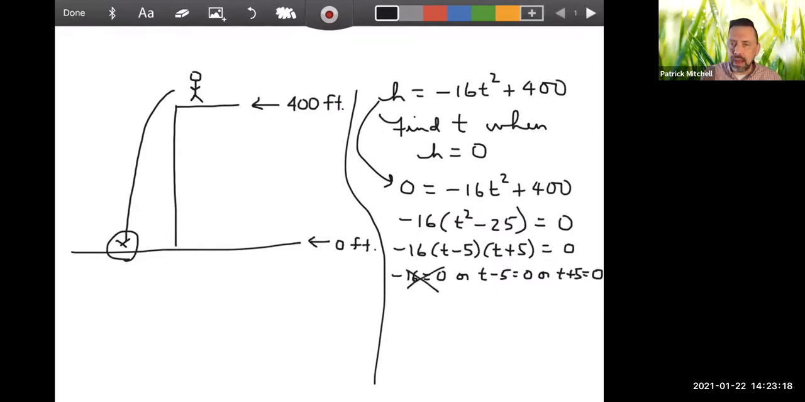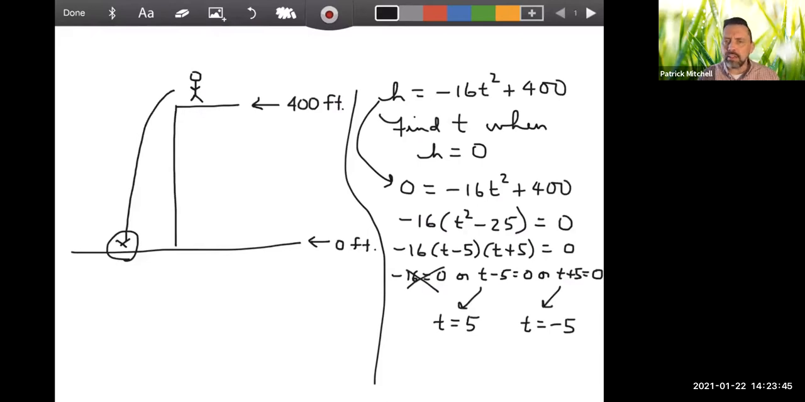Of course, if t minus 5 is 0, that means that t equals 5. And if t plus 5 is 0, that means that t equals negative 5. All right, so now what was the question again? The question was, when will the compass hit the ground? After how many seconds? Well, I don't think both of those answers make sense, do they?